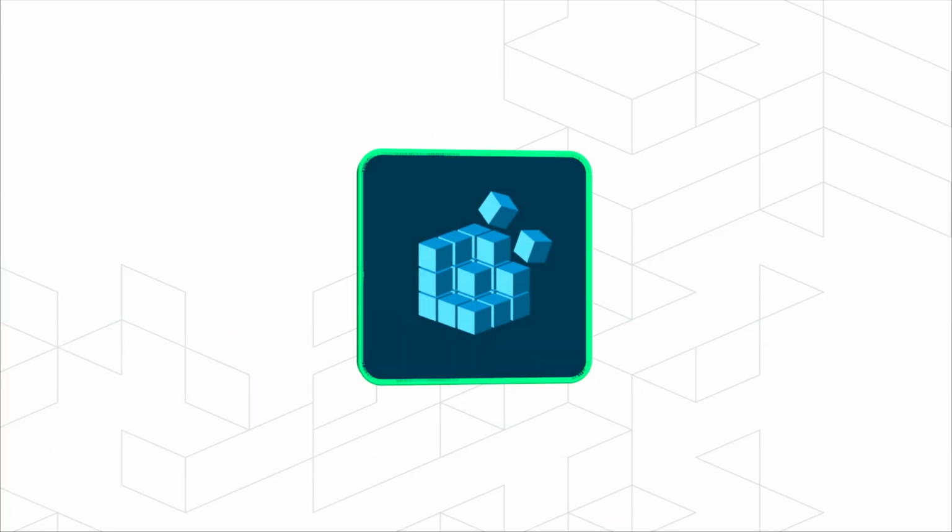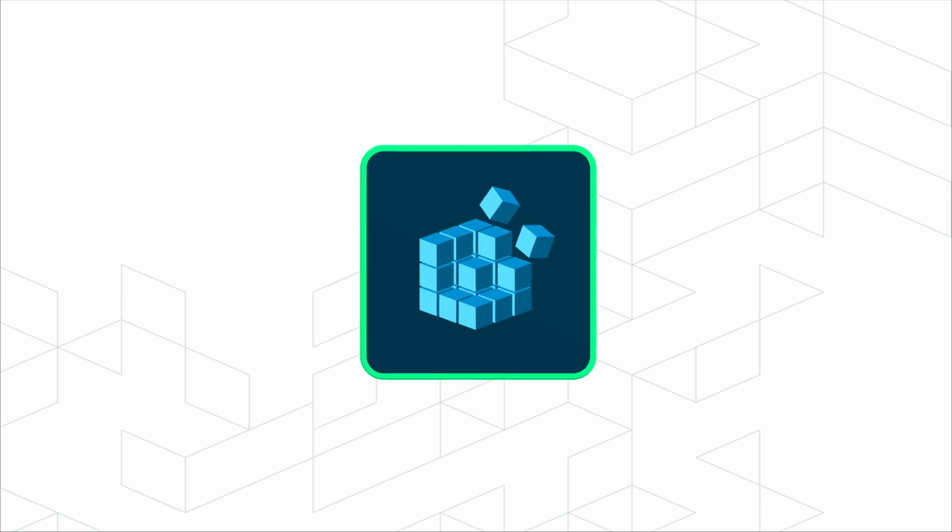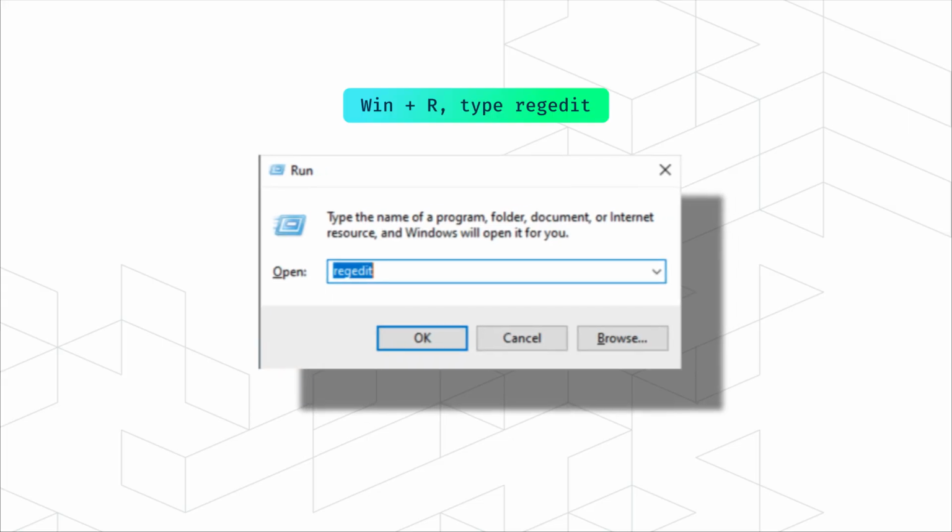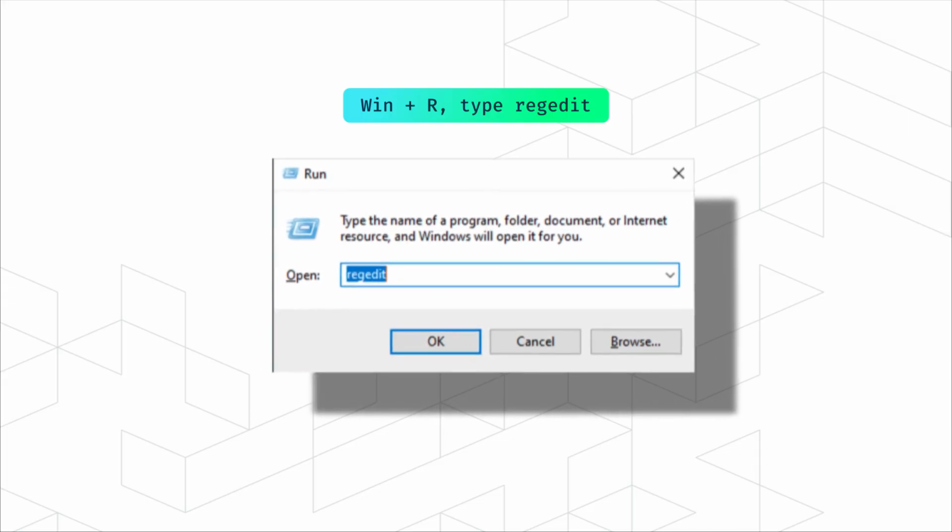How to add copy path to the context menu. Before we add a copy path via the Registry Editor, make sure to back up your Windows registry. A wrong change can cause system problems. Press Win+R, type Regedit, and hit Enter.